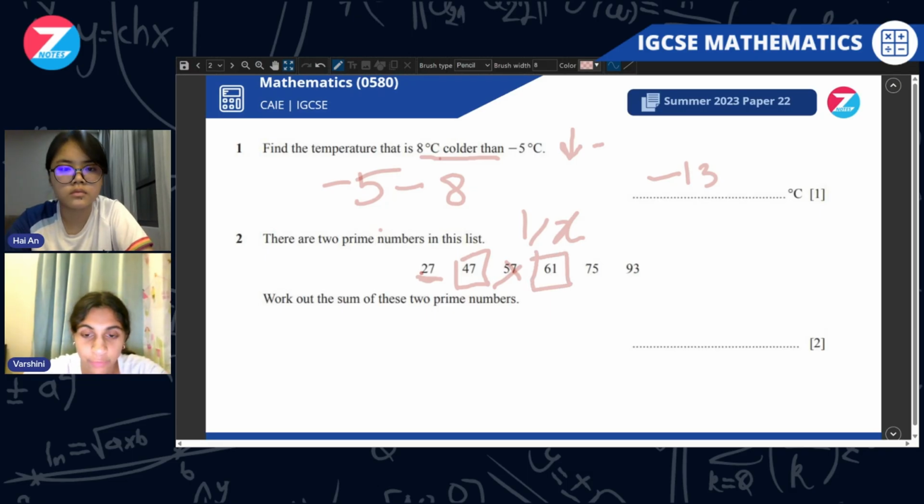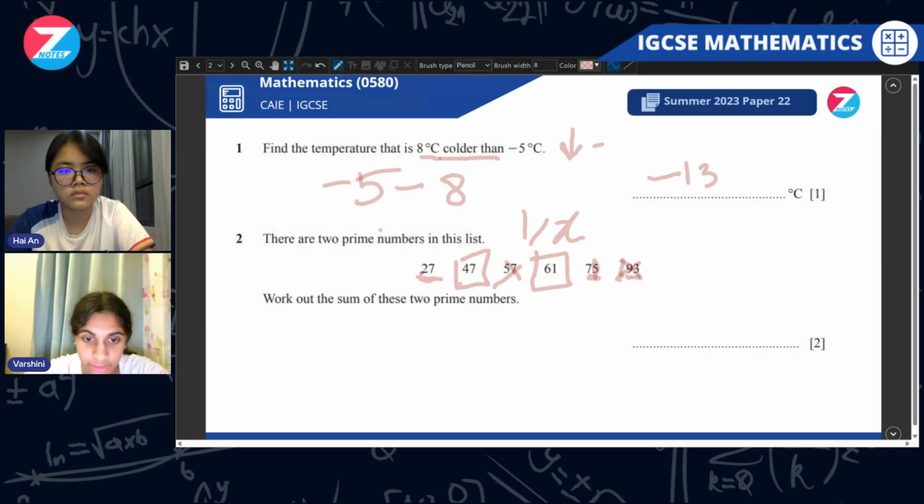Okay, 75. We know that there's a 5 over here, so it has to be divisible by 5 because there's a 5 in the last digit. Lastly, 93. We can rule out 93 because 9 plus 3 is 12, and the rule for multiples of 3 is that the sum of the digits must be divisible by 3. So we can rule this out.